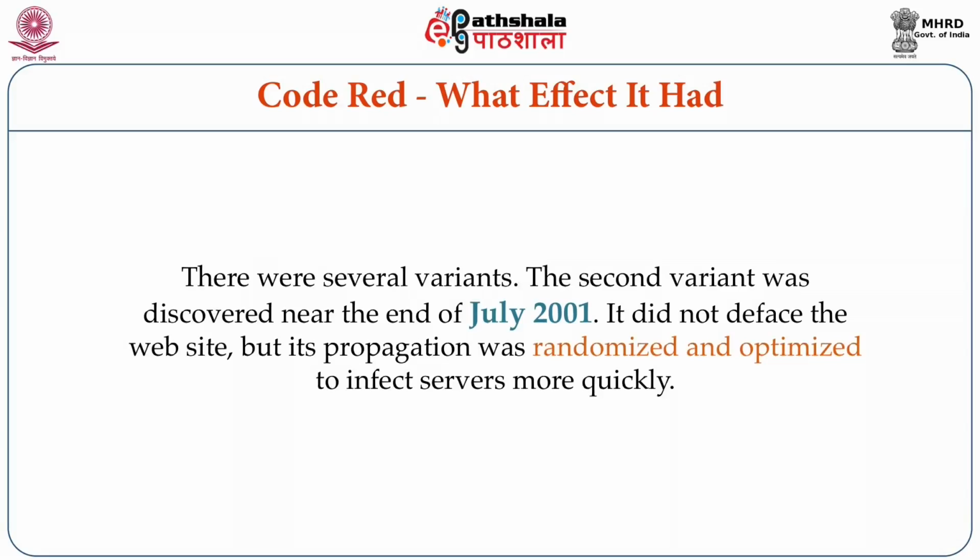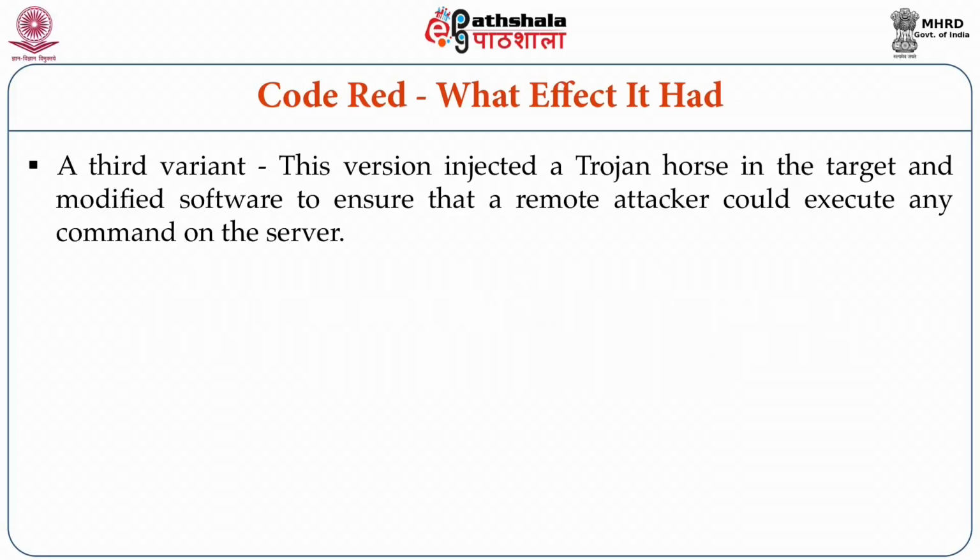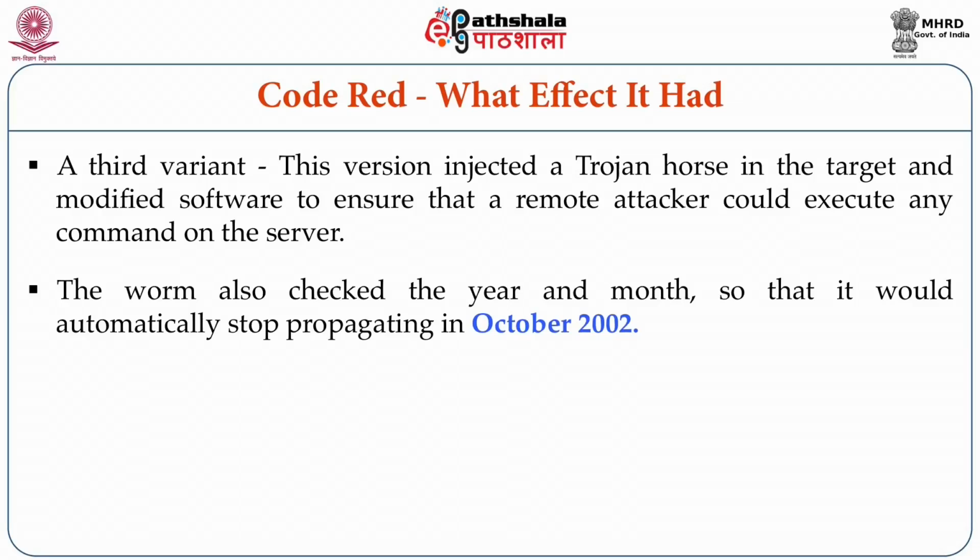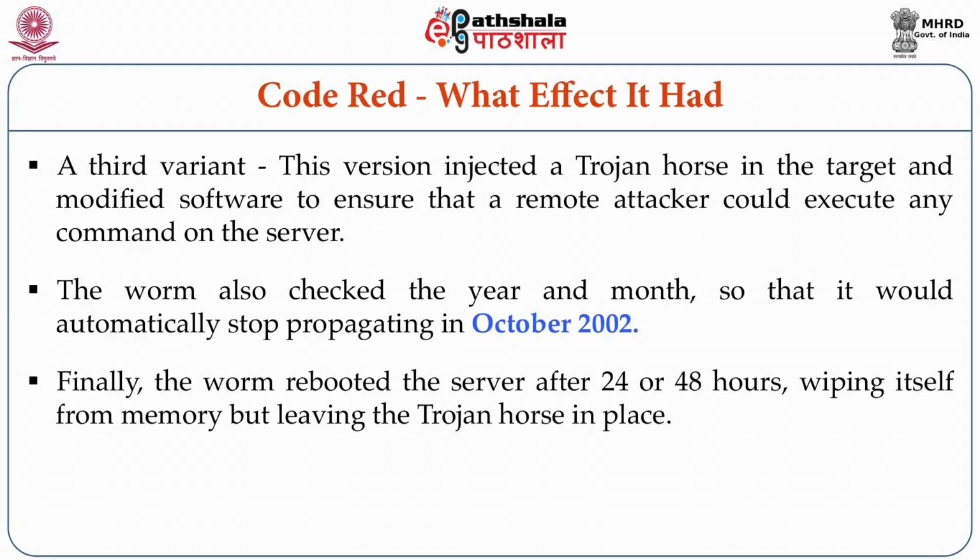CodeRed had several variants. The second variant was found in July 2001. Its propagation was randomized and optimized to infect servers more quickly. The third variant was injecting a Trojan horse in the target and modified software to ensure that a remote attacker could execute any command on the server. The worm also checked the year and month so that it would automatically stop propagating in October 2002. The worm rebooted the server after 24 or 48 hours, wiping itself from memory, but it left the Trojan in place.